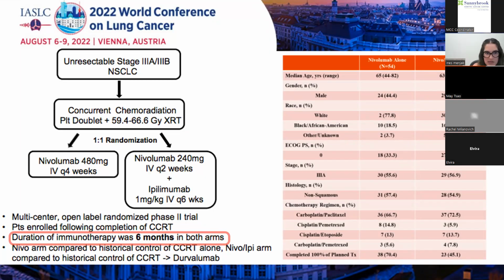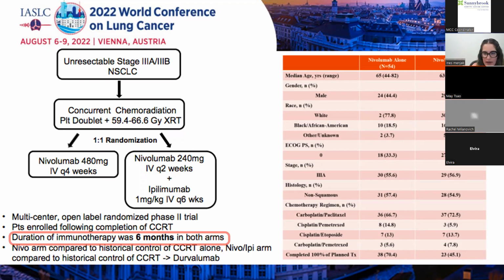So patients with unresectable stage 3B non-small cell lung cancer received concurrent chemoradiation and were then randomized. One arm received nivolumab 180 milligrams every 4 weeks, compared to the historical control of concurrent chemoradiation alone, and the other arm received nivolumab 240 every 2 weeks plus ipilimumab 1 milligram per kilogram every 6 weeks for 6 months, compared to the results from the PACIFIC.